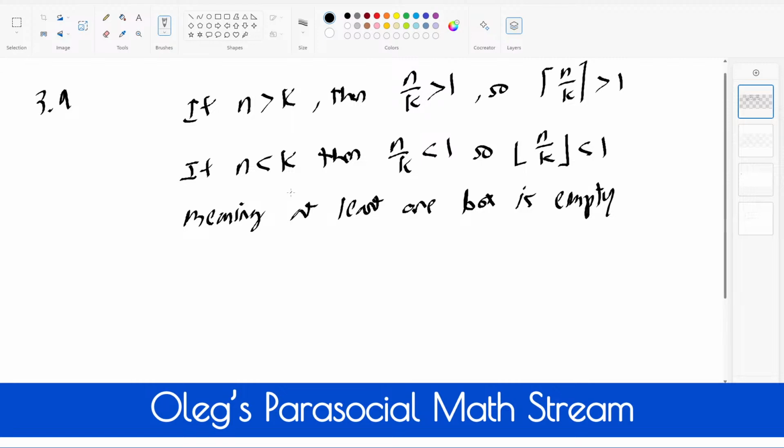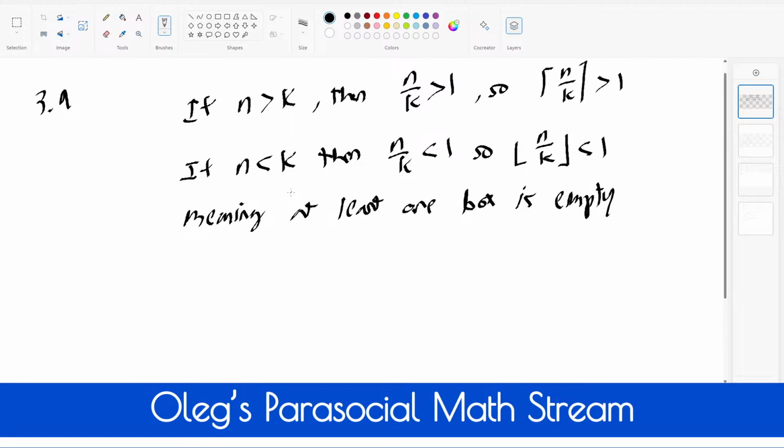Right. So suppose n objects are placed in k boxes. If n is greater than k, then at least one box contains more than one object. If n is less than k, at least one box is empty. That's the pigeonhole principle, basically.